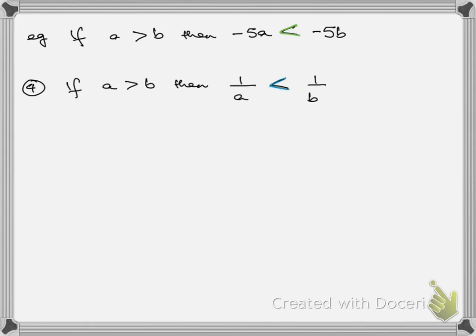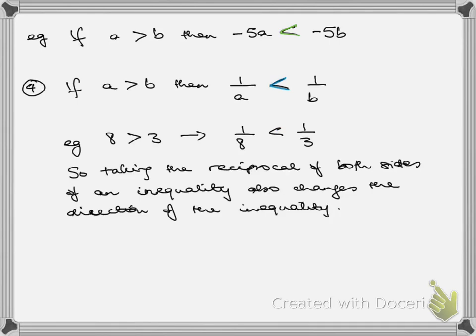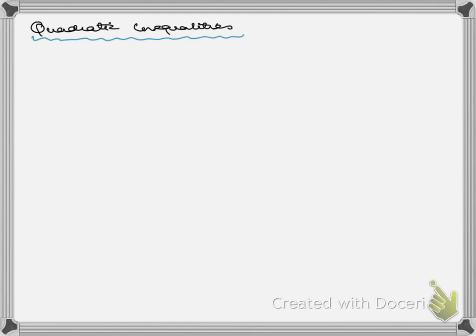Lastly, if a is greater than b, then 1 over a is less than 1 over b. So, 8 is greater than 3. 1 over 8, however, is less than 1 over 3. So, taking the reciprocal of both sides of an inequality also changes the direction of the inequality. So let's look at some quadratic inequalities first.